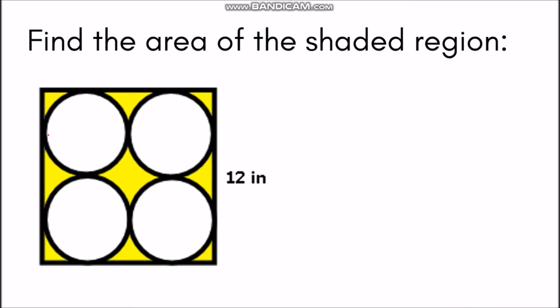Next, we have this figure wherein we have a square with a side that measures 12 inches, and there are 4 congruent circles inside of it. Now we have to again find the area of the shaded region, which is this yellow part right here. The concept here is, to get the area of the shaded region, we have to get the area of the square and then subtract to it the area of the circles.